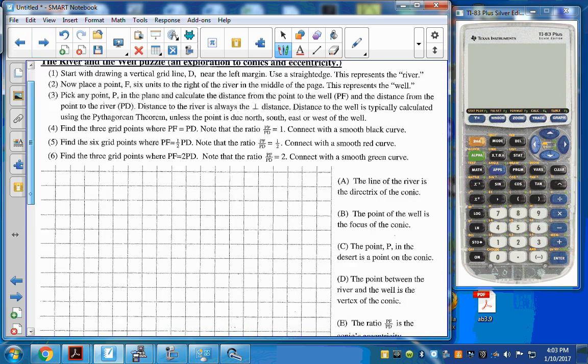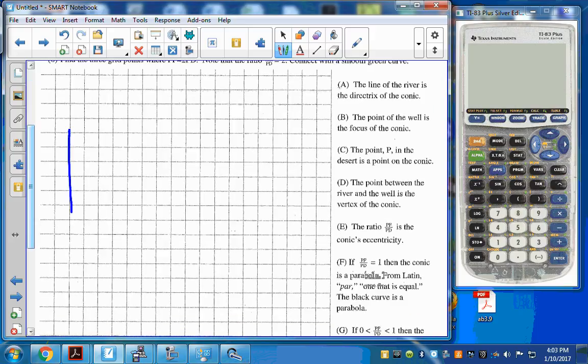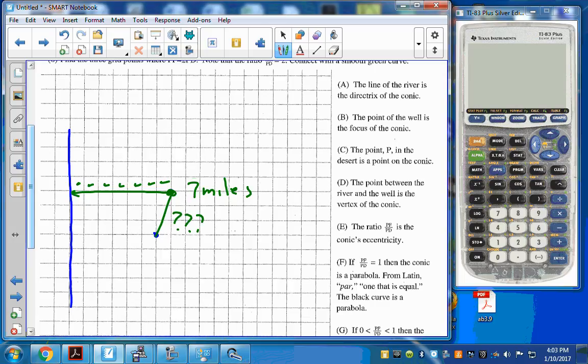You're going to be drawing lines and points, 1, 2, 3, 4, 5, 6 points on this graph, and you're going to be calculating distances. For example, if I put a green dot there, I need to know how far this is to the river: 1, 2, 3, 4, 5, 6, 7 miles. And I need to know how far this is to the well. And that's what we're going to work at right now.